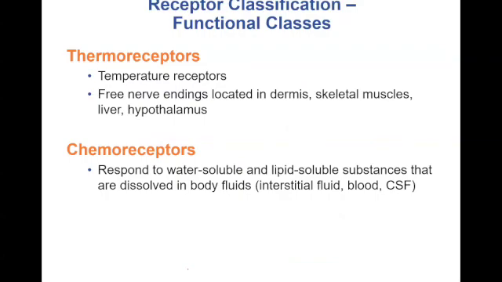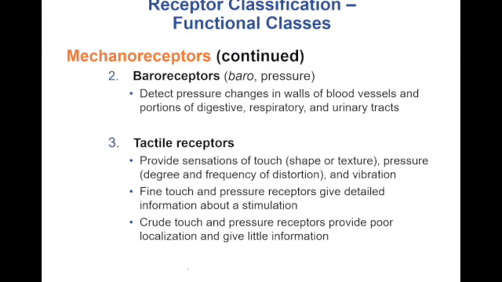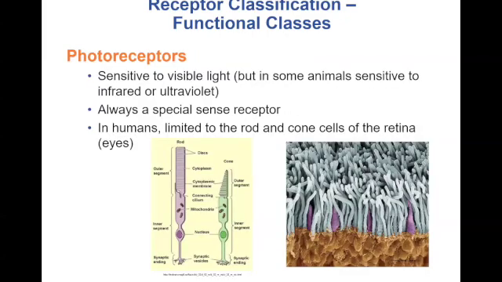All right, so thermoreceptors, chemoreceptors, mechanoreceptors. When we talked about the mechanoreceptors, we talked about three types: the proprioceptor. Okay, we said the muscle spindle was an example. The baroreceptor. Okay, they detect changes in pressure within the walls of blood vessels usually. And then the tactile receptors, which we talked about fine touch versus crude touch.